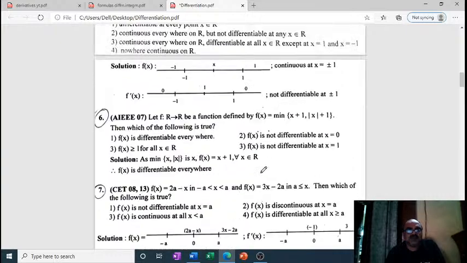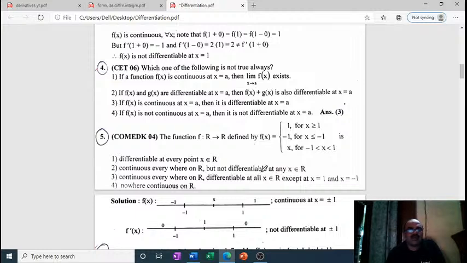Friends, let me take you into some more concepts. Which of the following is not always true? Four options are there. Please have a glance at it. Yes, you are absolutely right. Third is not true. If f of x is continuous at x equal to a, then it is differentiable at x equal to a.